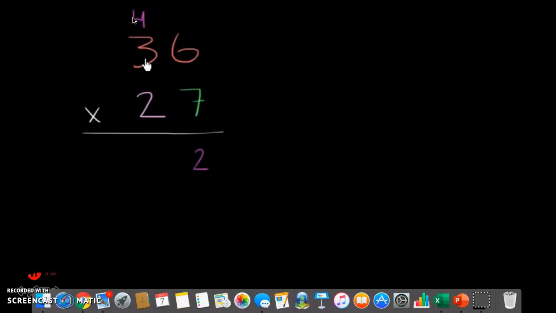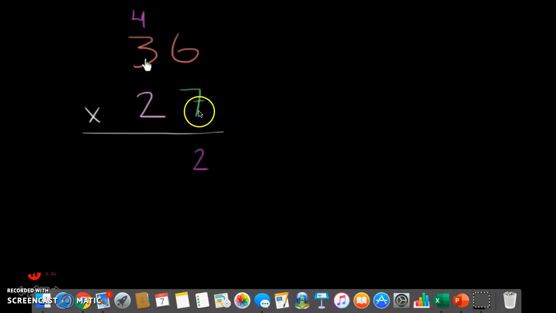Now our next step is we are going to multiply our ones place in the 27 with our tens place of the 36. We go diagonal. Now, if you're solving this problem on paper, I would recommend that you actually trace out each step with circles. So you know 6 times 7 goes first, and also 3 times 7 goes next. Use different colors to help keep your work organized.